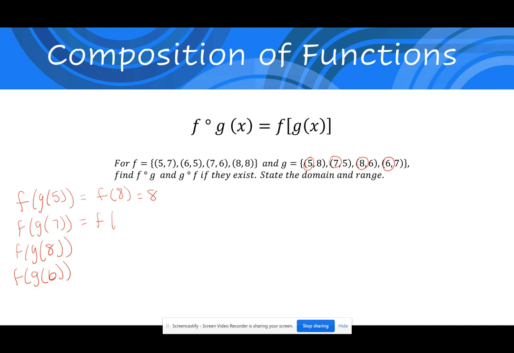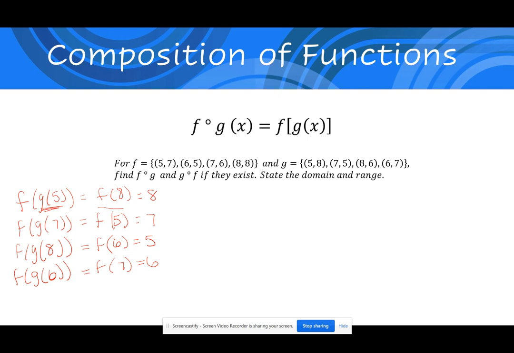G of 7 gives us 5. And then f of 5 gives us 7. G of 8 gives us 6. And f of 6 gives us 5. And g of 6 gives us 7. And f of 7 gives us 6. So for all those, like g of 5, you're just looking at this 5, the x value, and seeing what your y value is. And then f of 8, you're looking at your x value of 8 for f, and you get out 8.